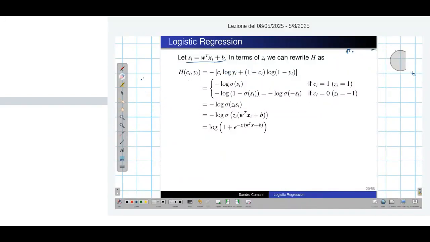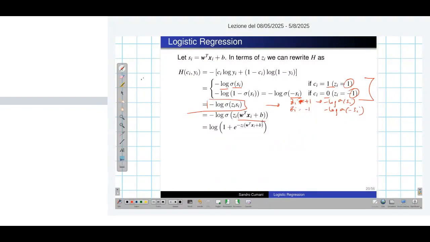Now we observe that this corresponds to what? Minus log of sigma of s_i when the class is 1, and minus log of sigma of minus s_i when the class is 0. So if we call the classes 1 and minus 1, we can write compactly both expressions in this way. This is what? Well, when z_i is plus 1, then I have minus logarithm of sigma of s_i. And when z_i is minus 1, I have minus logarithm of sigma of minus s_i. So exactly the function that I had before.